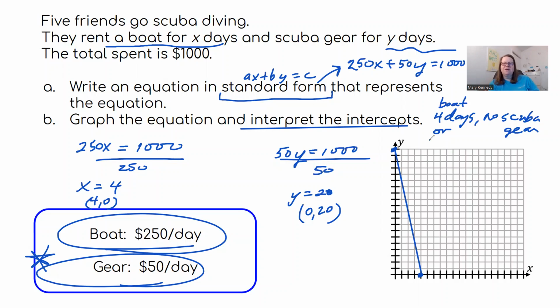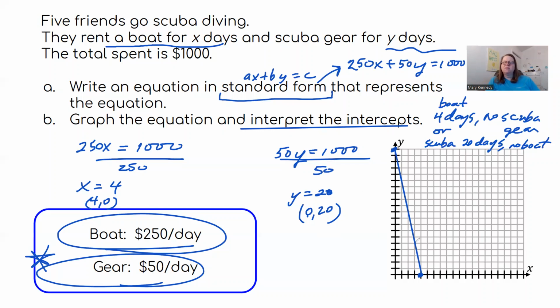Or we could have scuba gear for 20 days, but no boat rental, right? That's what that means. That 0 is saying 0 boat rental days. But you got the scuba gear. So if you can get out there, somehow you can use the scuba gear, but you won't have a boat rented on any of those days. And so, these are the extremes. And understand that anywhere along this line that's graphed would be within your budget.